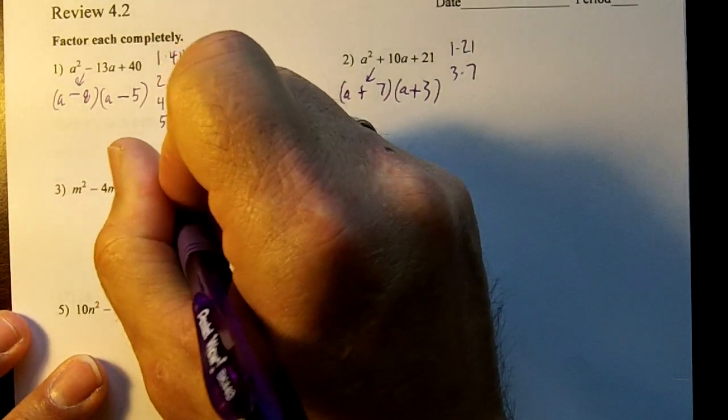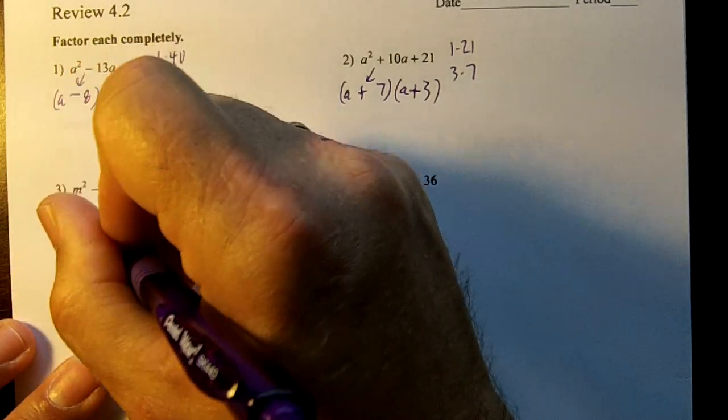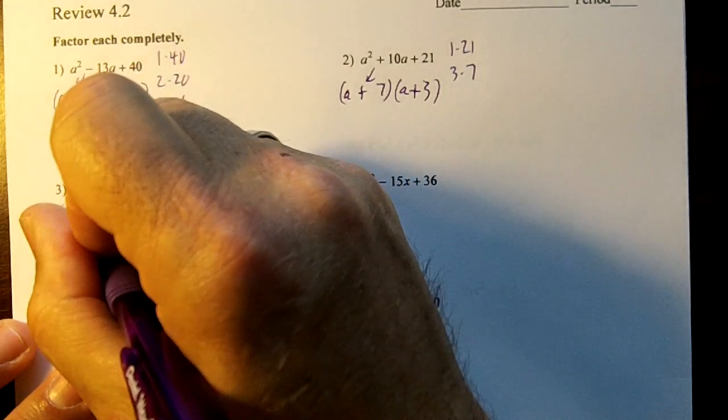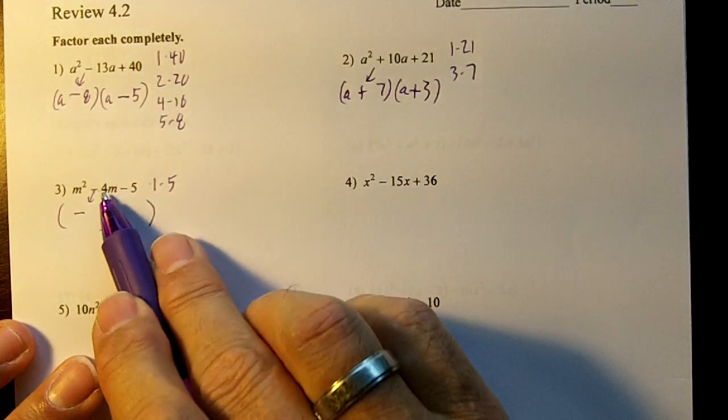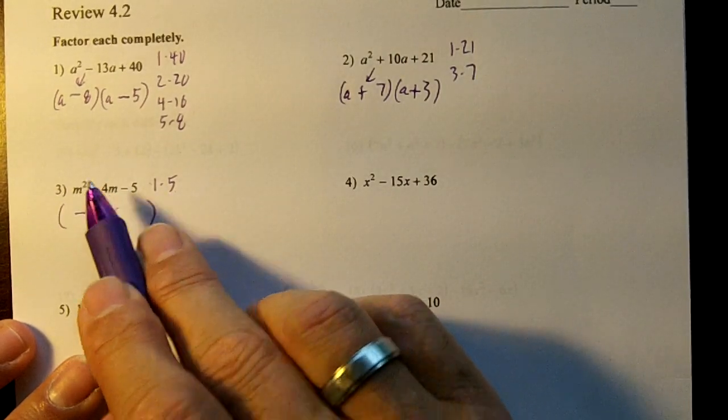Write the factors of 5. It's just 1 and 5, isn't it? 5 is prime. So I'm going to write my parentheses. I'm going to drop the middle sign. Now then, I want to subtract and get 4. The 5 and 1 subtracts and gives us 4, doesn't it?